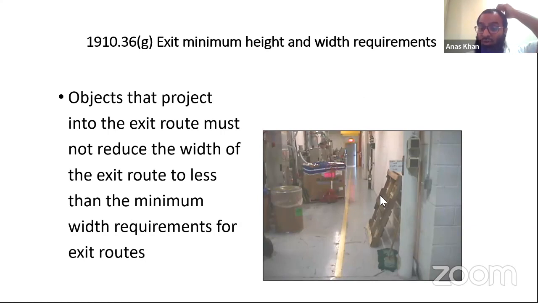Again, the same thing: no object should be present in the emergency exit. For example, if this is our defined route for emergency, these things should not be there, and other things should not be there either. Whenever we define exit routes, there must be clarity. This area must be clear.